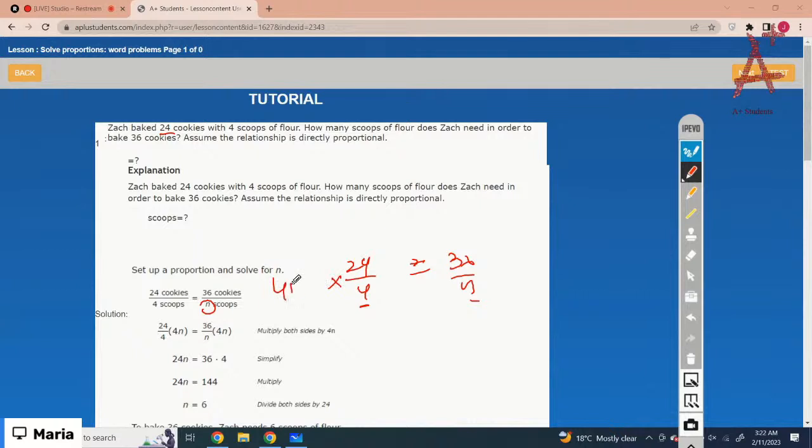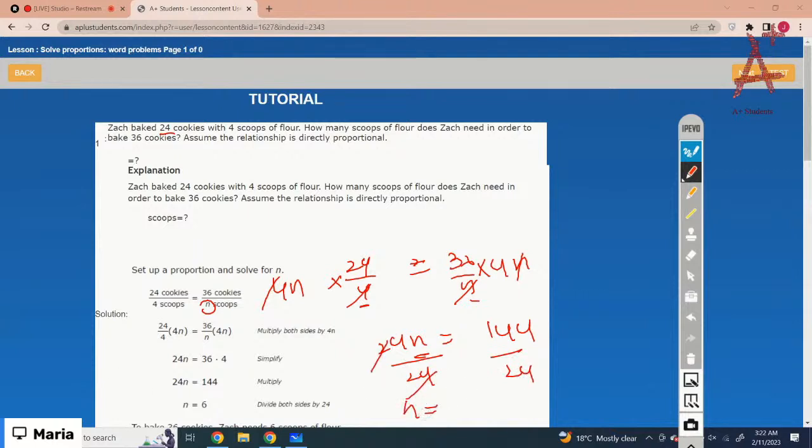So let's just multiply both sides by 4n. Basically, we have to remove the denominator. So here you have n and here you have n. 24 times n is 24n and 36 times 4 is 144. Got it? So you have to calculate the value of n. So just divide both sides by 24.